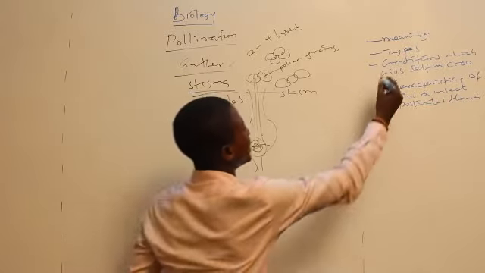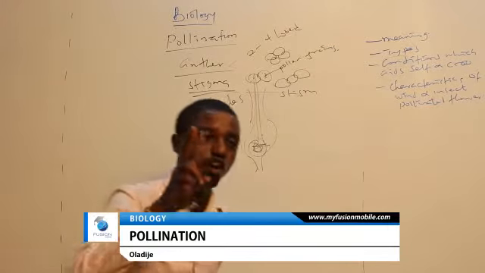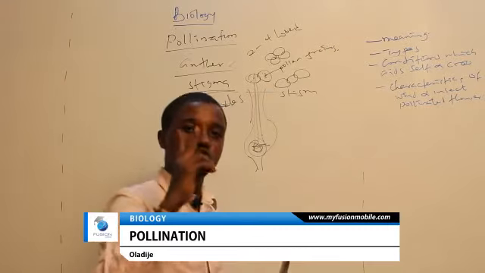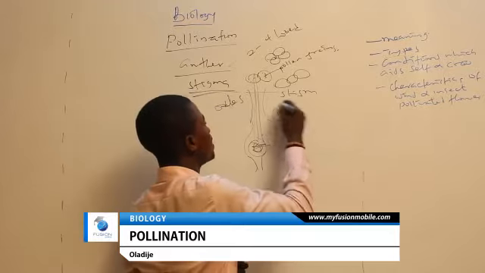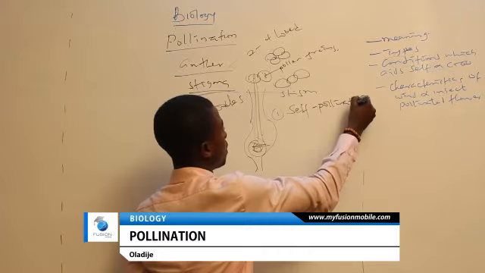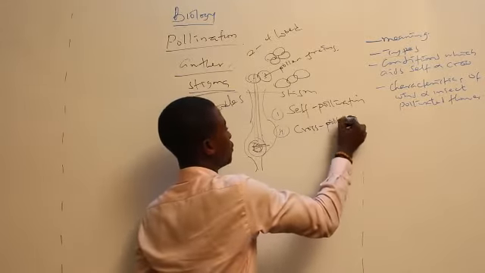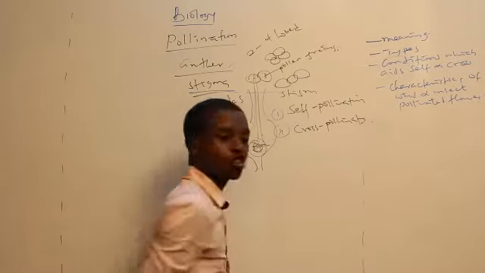Now, I'm briefly going to be looking at the types of pollination. There are basically two types of pollination. One is self-pollination. The other one is what? Cross-pollination. Self-pollination, and the other one is cross-pollination.